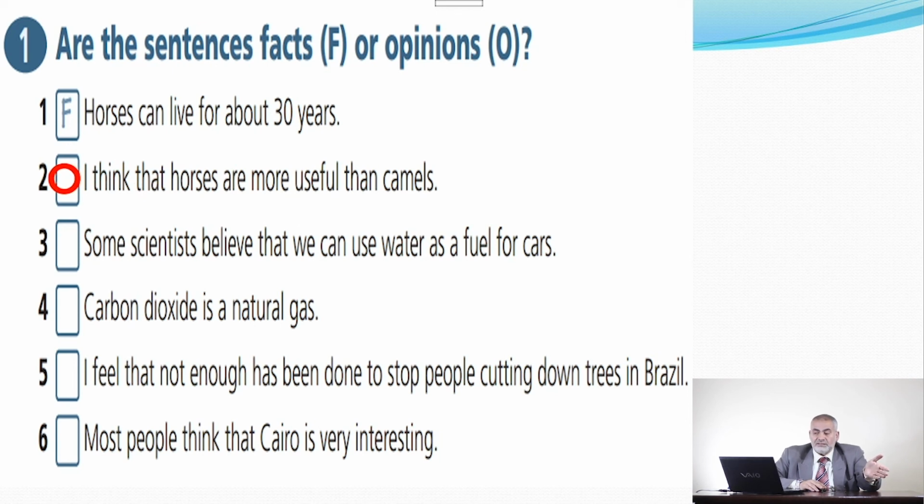رأي. Some scientists بعض العلماء believe that we can use water as a fuel for cars. Is this fact or opinion? This is opinion. Carbon dioxide is a natural gas. ثاني أكسيد الكربون غاز طبيعي. This is a fact. Number 5, I feel that not enough has been done to stop people cutting down the trees in Brazil. This is an opinion. I feel, I think, believe are opinions. Most people think that Cairo is, this is opinion also.